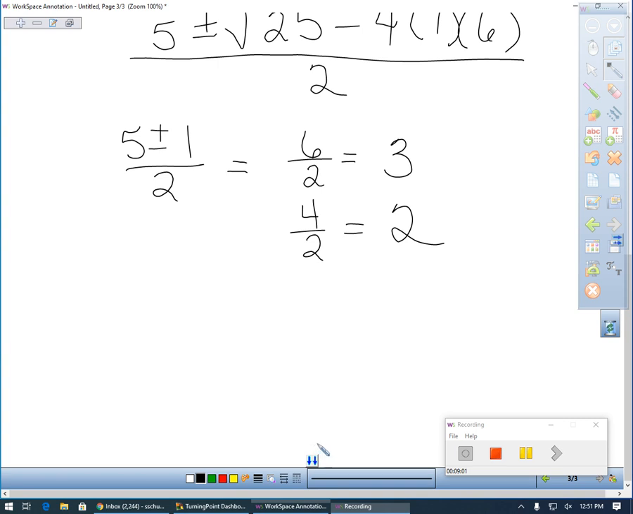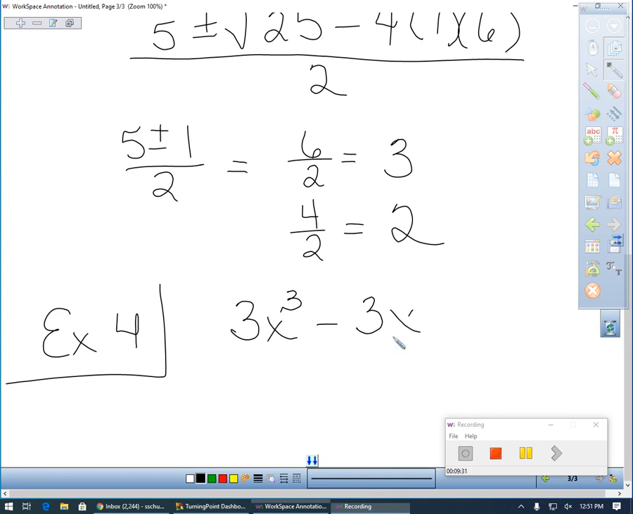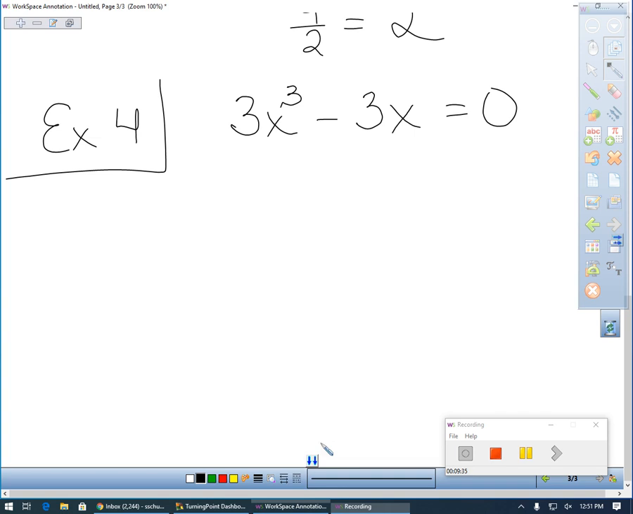Lots of fun stuff here. How about example, what is this for? Okay. Let's solve for 3x to the third minus 3x equals 0. Alright, so this time we have x to the third power, which means how many solutions do we have to have when we're done? Gotta have 3, right?